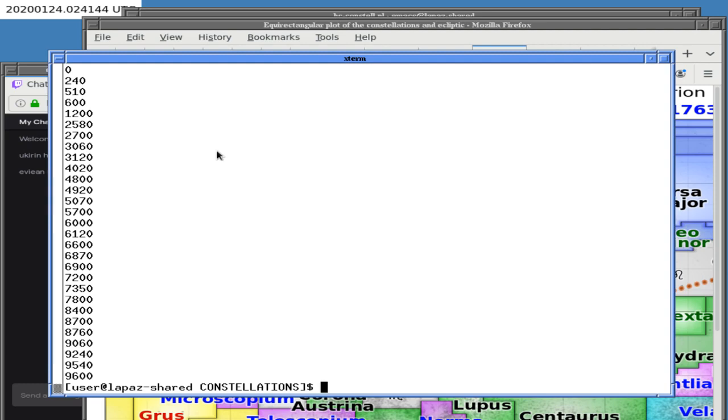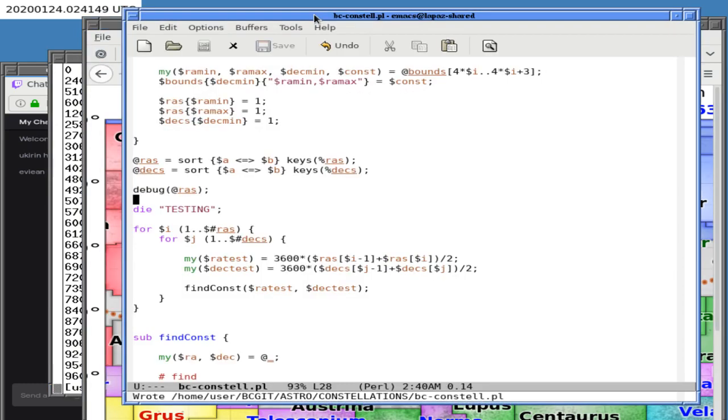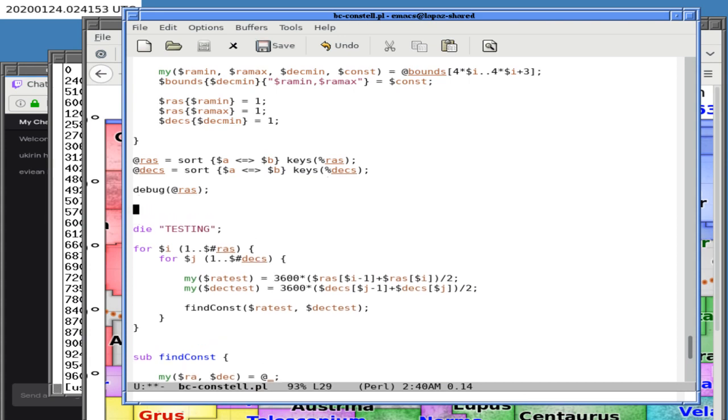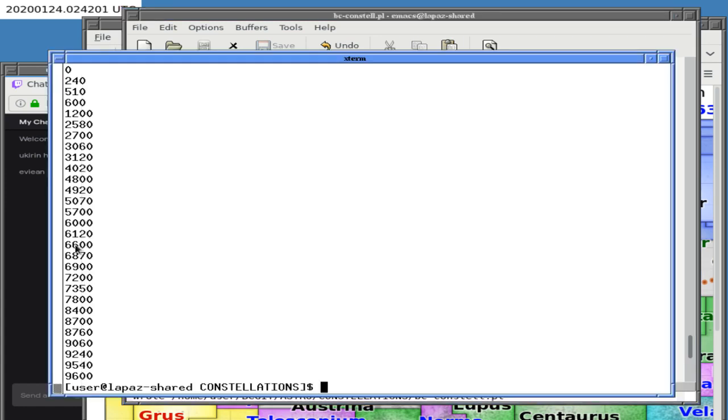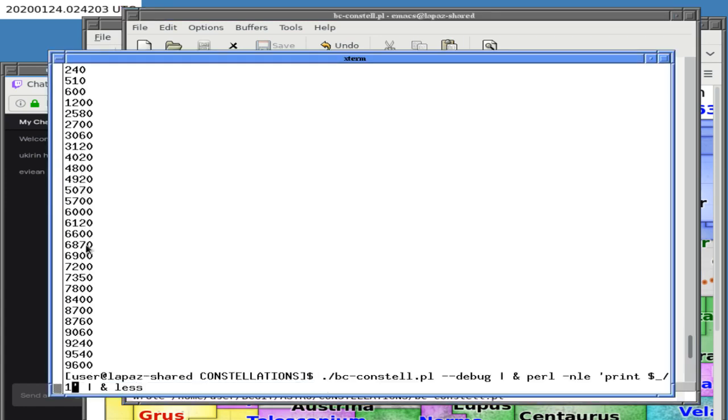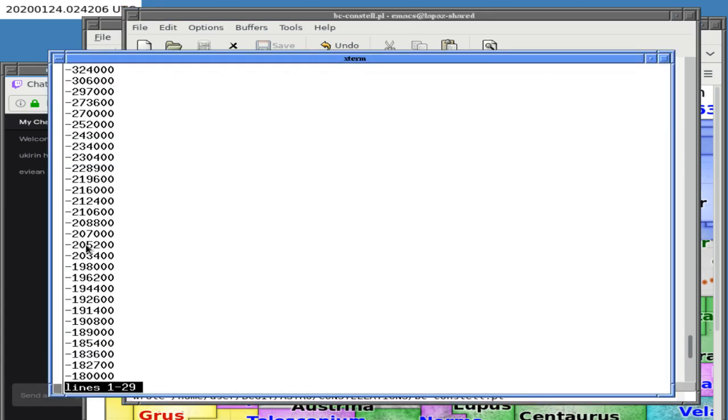So 3600 might be the absolute lowest number you can multiply them by and still get something that is always an integer. So the calculation we're going to do here is 3600 times the number of hours, which is 24, times. Now I'm going to go ahead and debug the declination, see how many of those we have, and see what's going on there. Let's just print them out regularly.